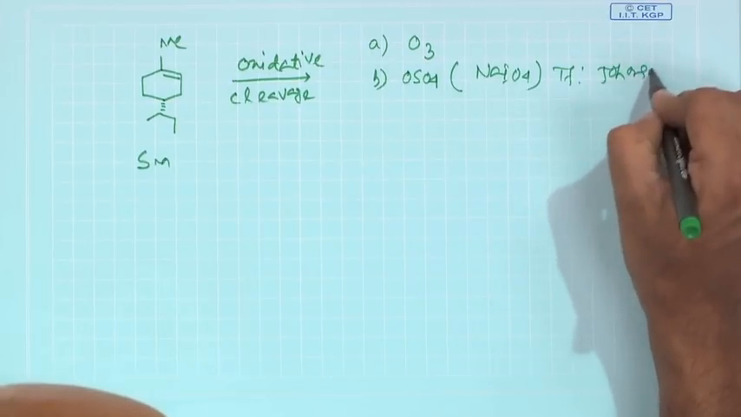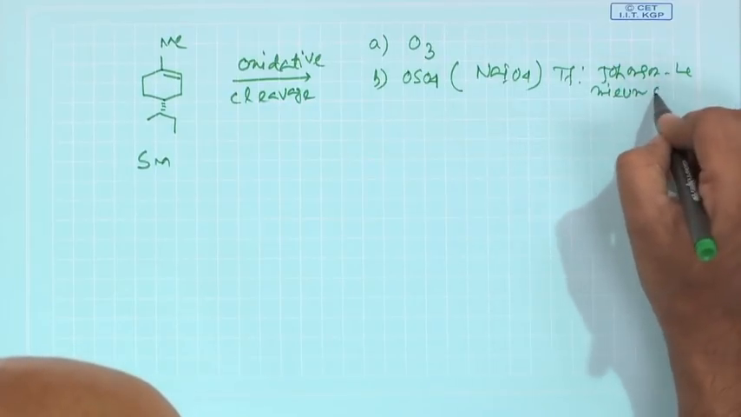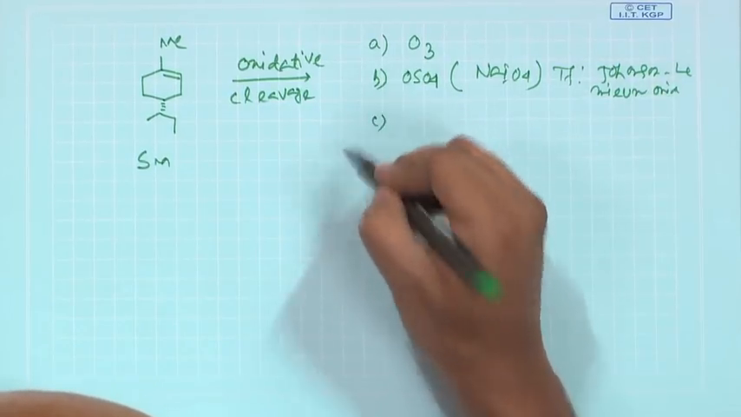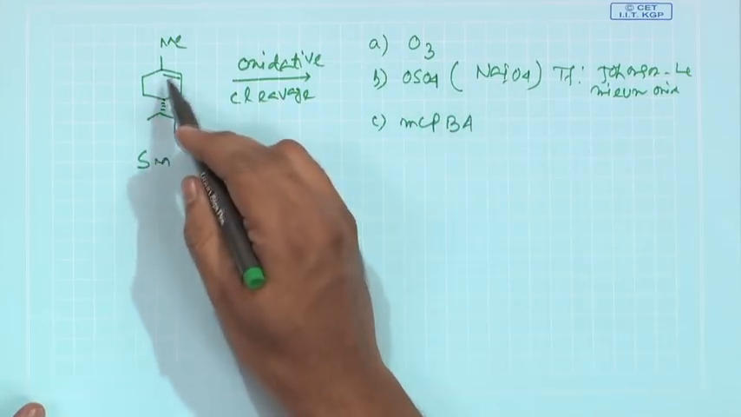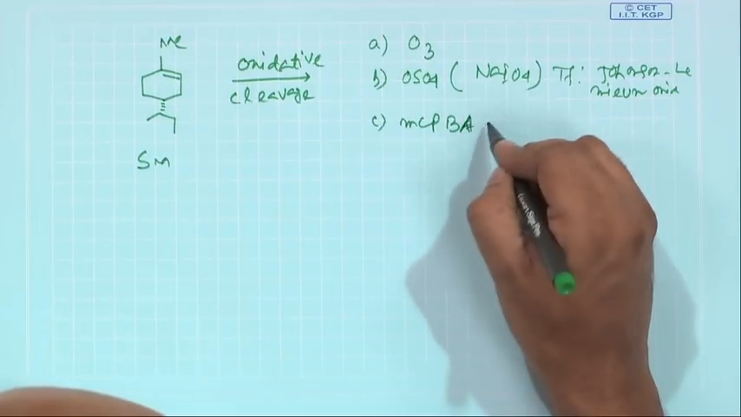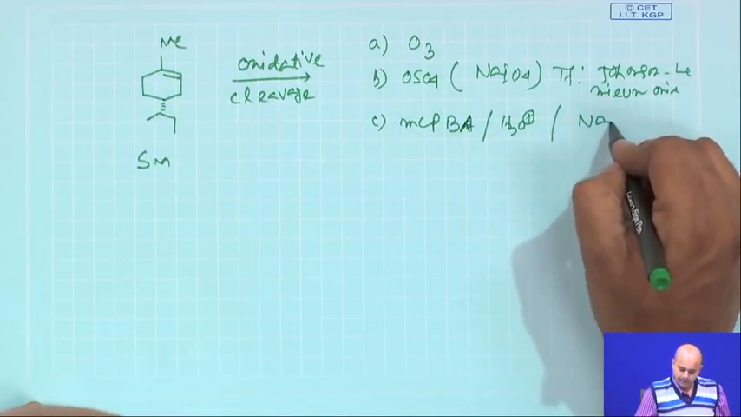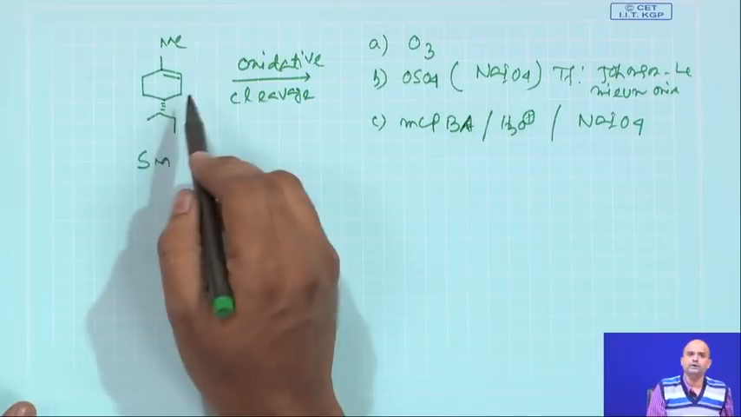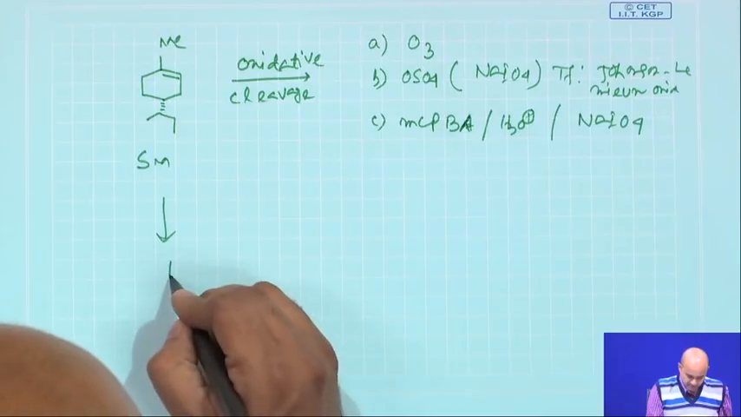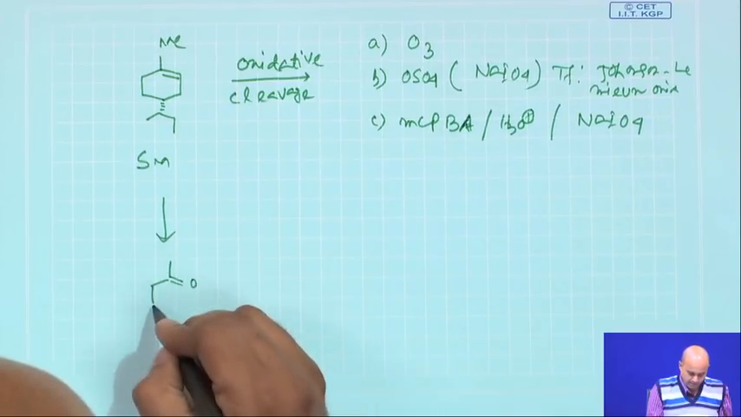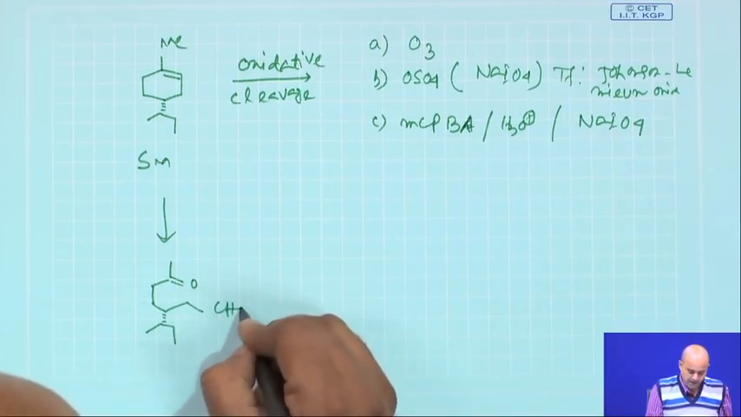the transformation which we have already discussed, the Johnson-Lemieux oxidation. In addition, you can also do another reaction. You treat this compound with MCPBA to give you the epoxide, then you do an acid hydrolysis, that will give you the diol, and then you cleave with sodium periodate. So, there are many different ways you can chop this double bond to basically generate this carbonyl compound or dialdehyde, which is required for the aldol reaction.